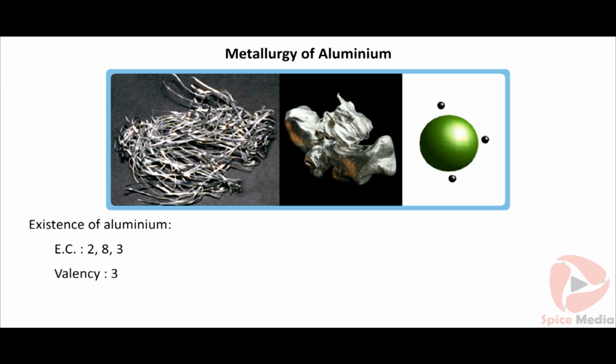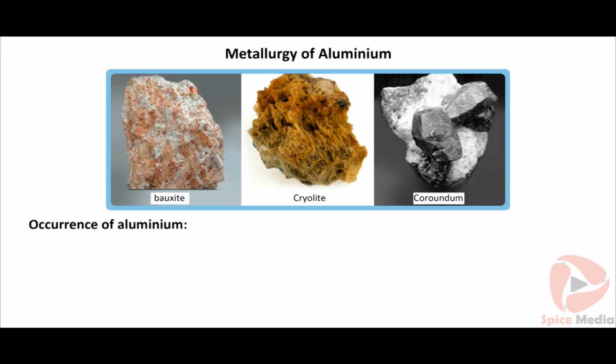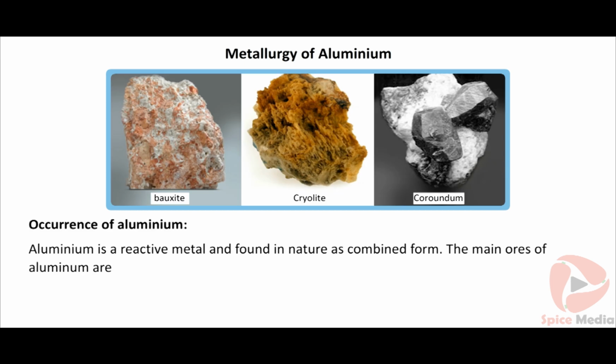EC 283. Valency 3. Atomic mass 27. Occurrence of aluminium. Aluminium is a reactive metal and found in nature as a combined form. The main ores of aluminium are bauxite, Al2O3·2H2O, cryolite, Na3AlF6, and corundum, Al2O3.